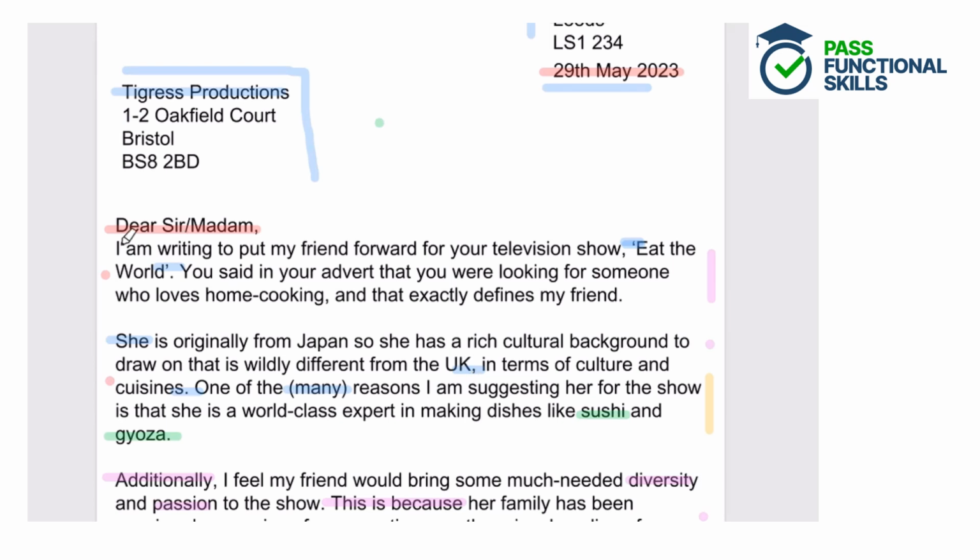So rather than saying, "I think it would be great if my friend could be on TV," which would be quite informal, we've got written, "I am writing to put my friend forward for your television show." We also don't have any slang words or contractions in the answer, which would make the answer a little bit less formal. So there's no contractions like can't, won't or don't in the answer.